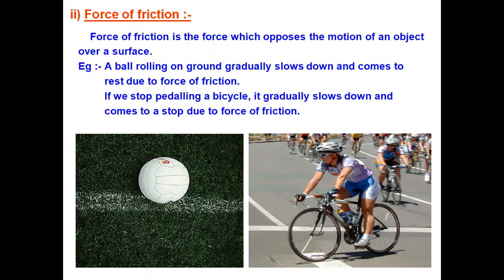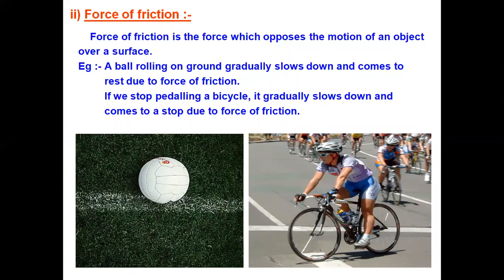Let's take an example. A ball rolling on the ground gradually slows down and comes to rest due to the force of friction. Let's take an example that you have two different types of surfaces. One is a very smooth surface and one is a rough surface. And you throw the ball on both the surfaces with the same speed. On which surface will the ball stop first? You will reply that the ball will stop on the rough surface. The ball which is rolling on the rough surface will stop very fast. What is the reason behind it? Because the force of friction is more. The surface is rough and the friction is more, that's why the ball has stopped earlier.